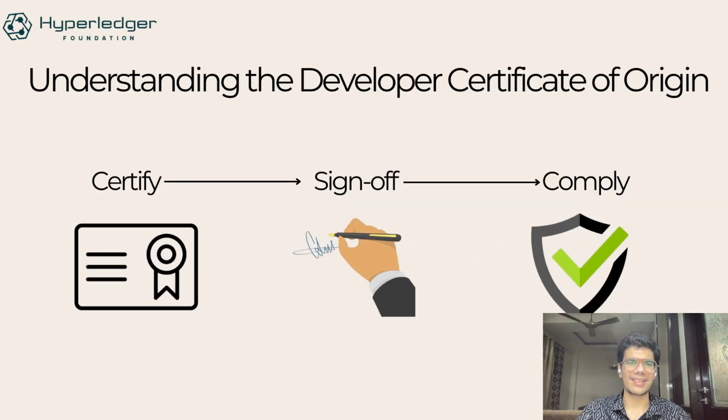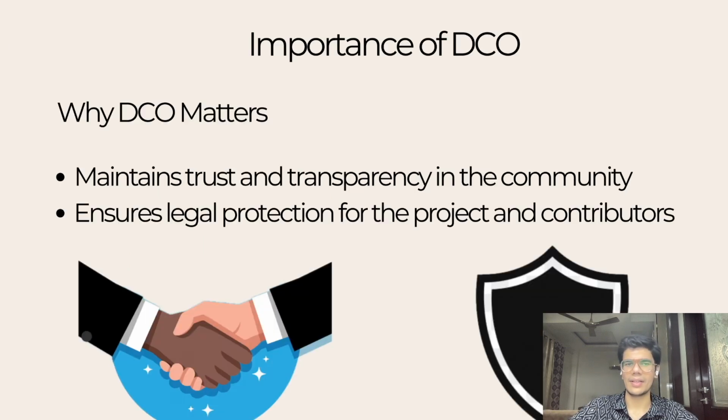Why does DCO matter? Open source projects like those under the Hyperledger umbrella are built on trust and transparency. The DCO helps maintain that by ensuring that all contributions are legally sound and that everyone involved understands their responsibilities. It protects the project, the community, and you as a contributor. So it maintains the trust, transparency, and ensures legal protection for the project and the contributors.